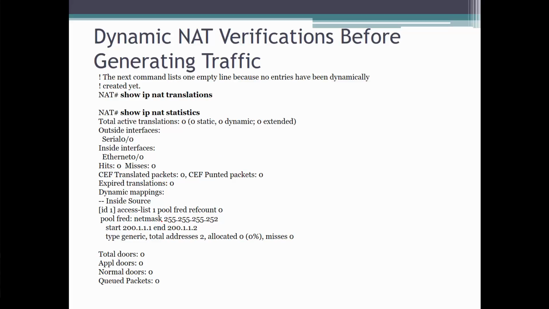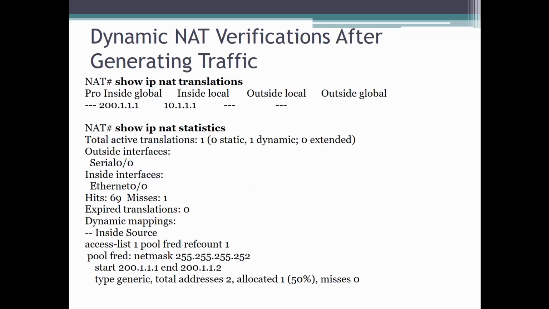So if we want to see if our NAT's functioning, we could do a show IP NAT translation or show IP NAT statistics, and we could actually see the translations and the statistics for NAT. Here's a little bit better because here's the NAT translation, inside global, inside local, and then the statistics.